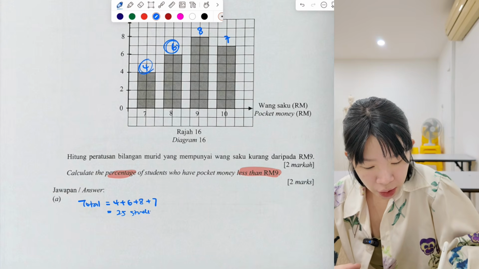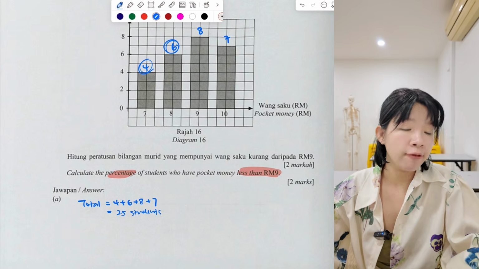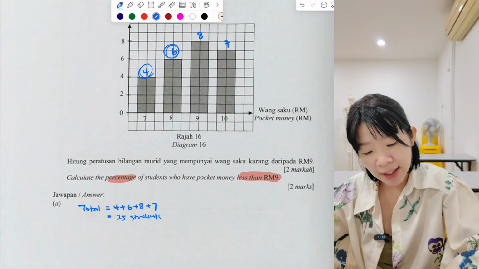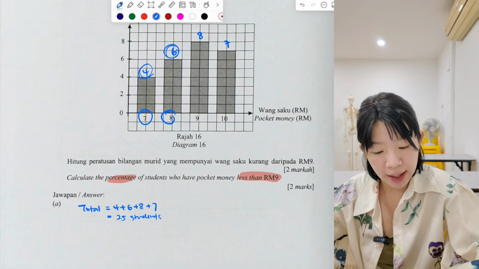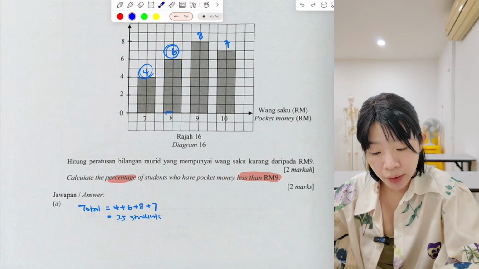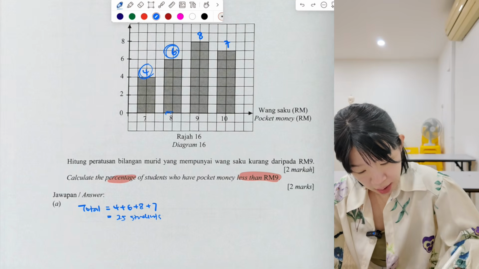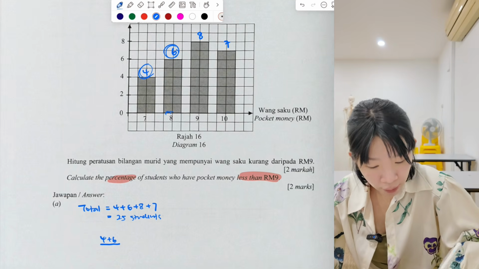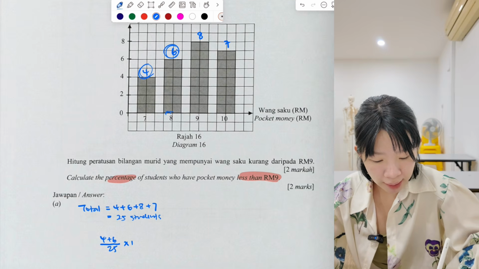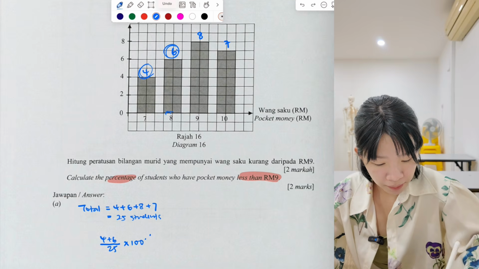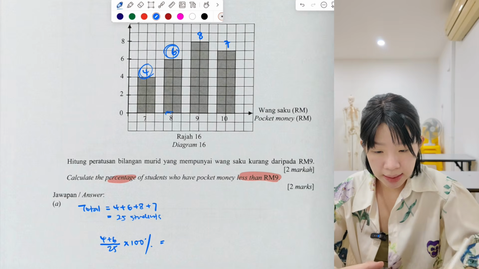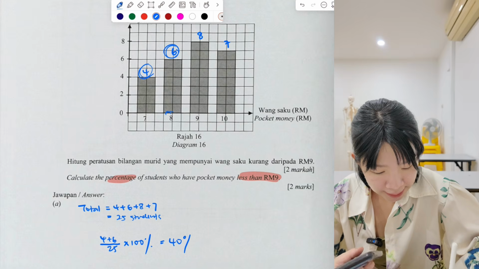25 students. So out of these 25 students, how many of them get less than 9 ringgit? So less than 9 ringgit is 7 ringgit and 8 ringgit, so which is 10 people. So here, 4 plus 6. So 4 plus 6 over total 25 and then times 100%. So the answer is 40%.